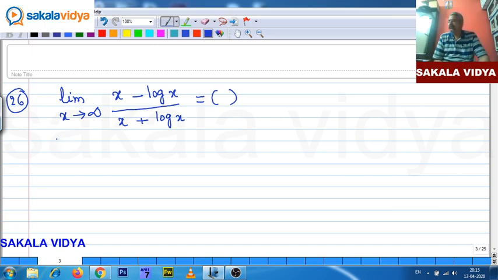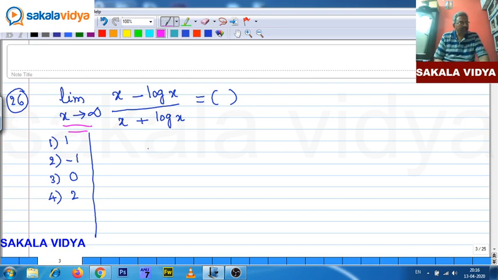So now, first option is 1, second option is minus 1, third option is 0, fourth option is 2. Okay, limit x tends to infinity x minus log x by x plus log x. Here see, we have limit x tends to infinity log x by x equals 0, you remember this formula, or you can apply L'Hospital's rule and you will get it, you remember this one.